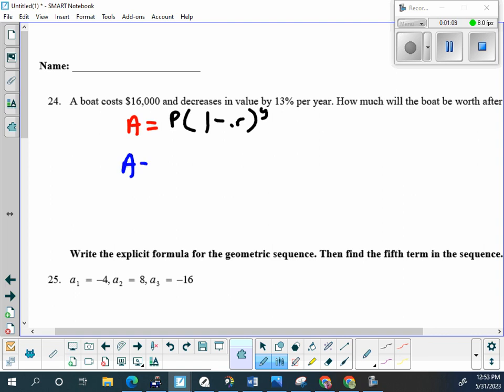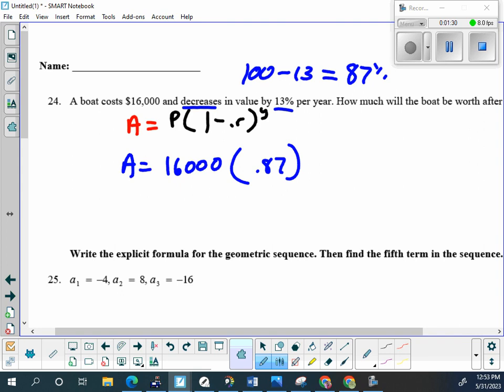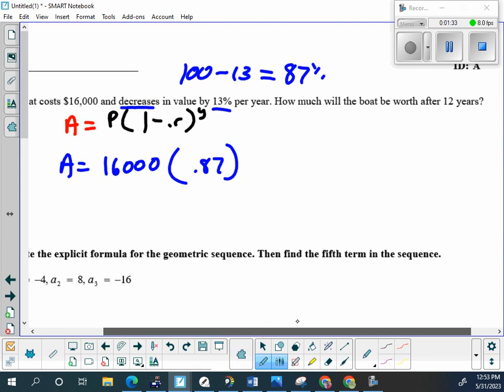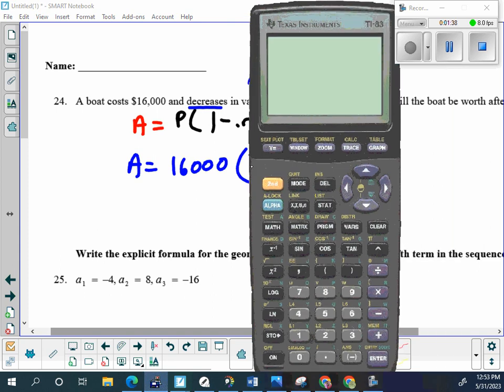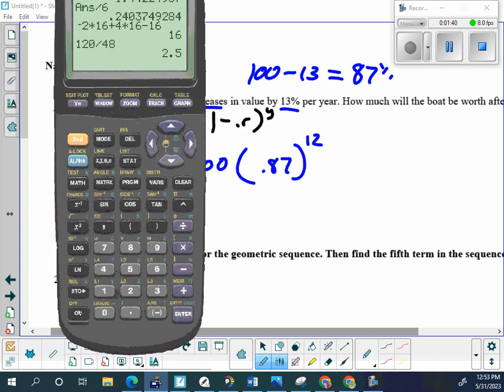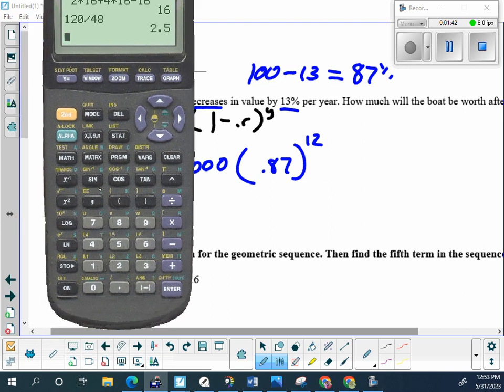So for this one, your amount left behind is going to be its initial value, 1,600, times, since it's a decrease of 13%, if you start with 100%, you minus 13%, you're going to have 87%. As a decimal, that's going to be 0.87 to the years, so 12th power. Again, on your calculator, you're just going to punch those in. You should be able to do the whole thing here.